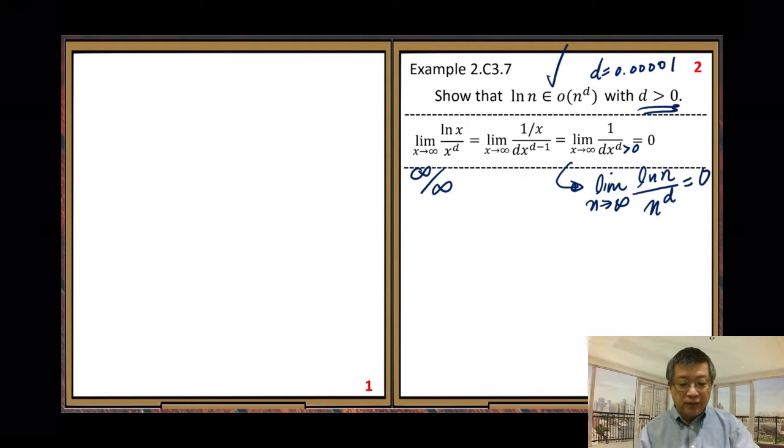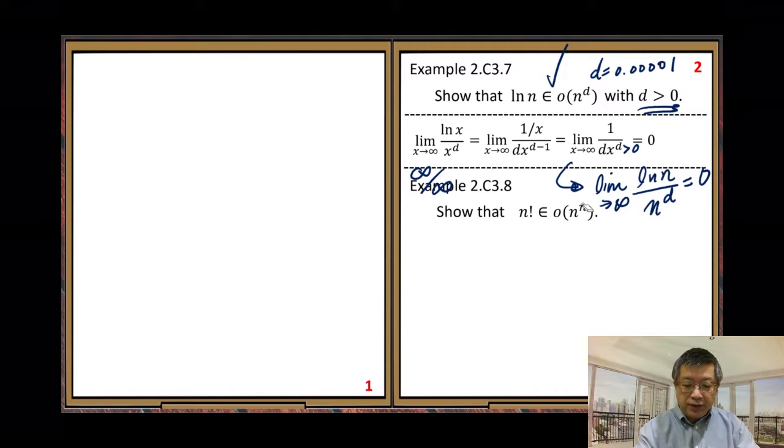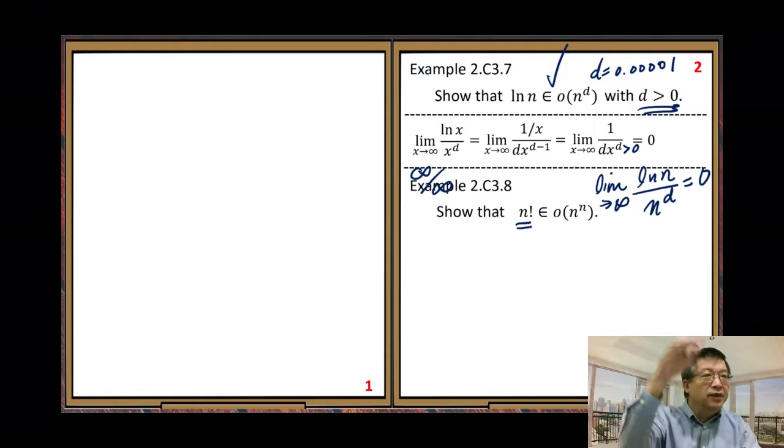Next, question number 8. Show that n factorial belongs to little o of n to the nth. Here, the hardest part is n factorial. First, little o, we need to take the limit.